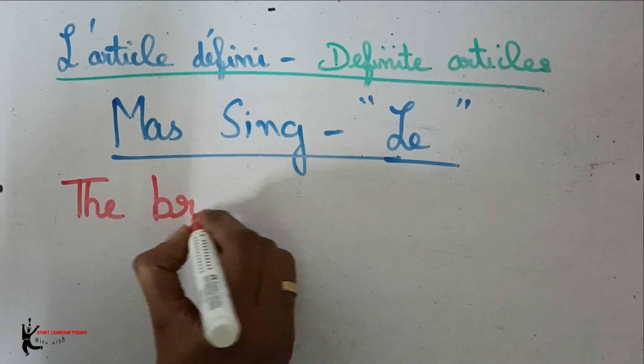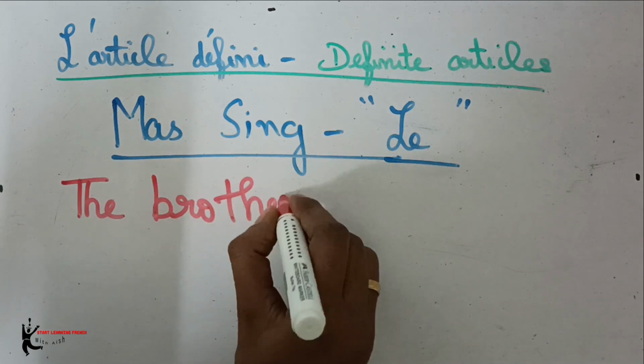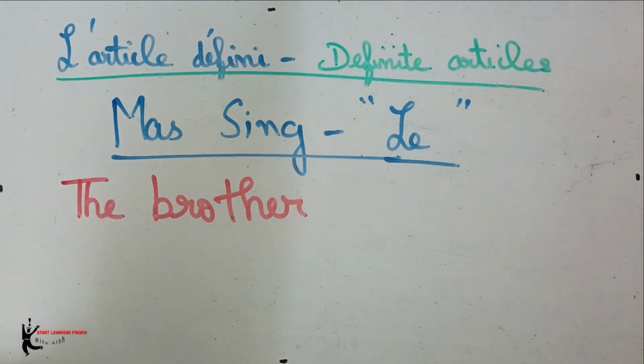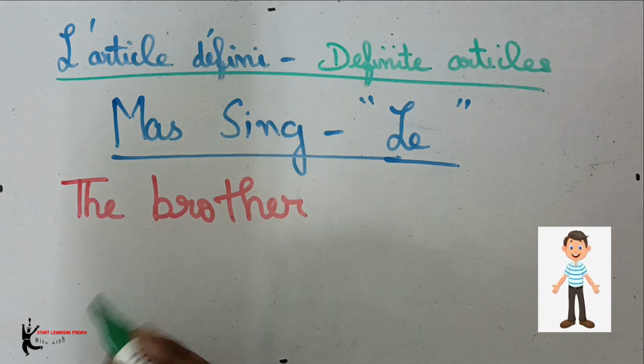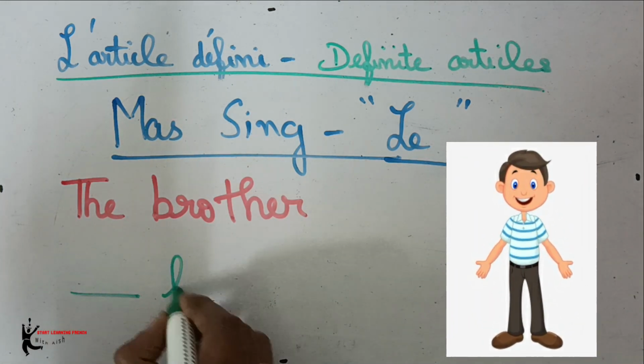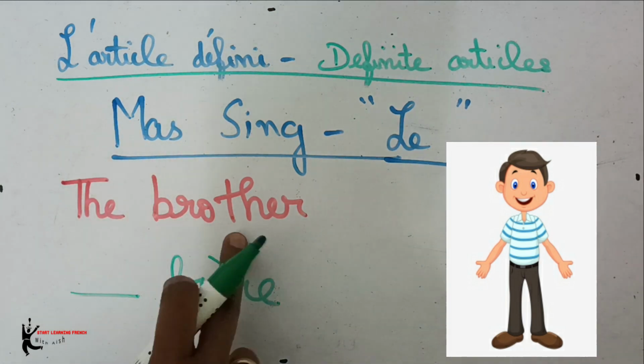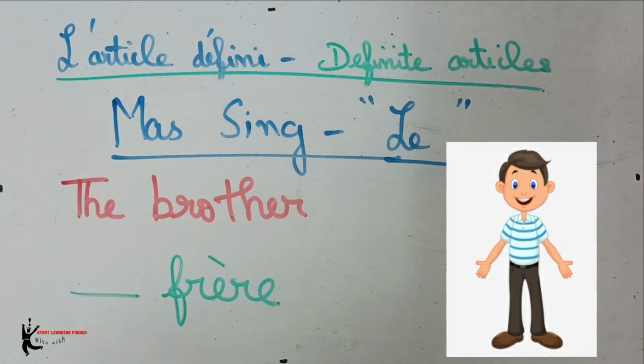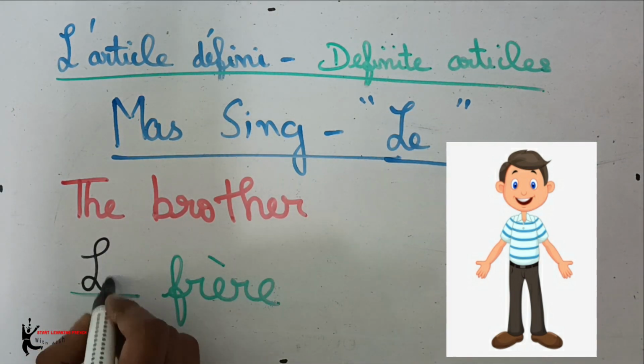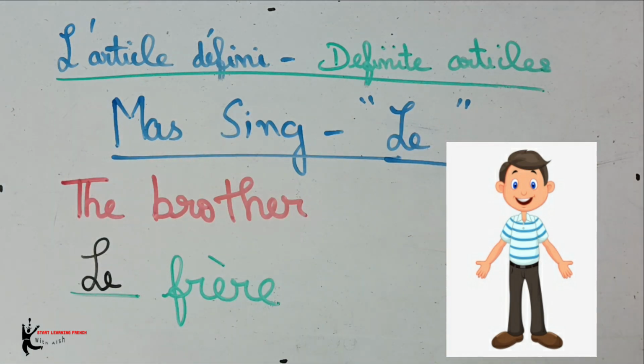The brother. In English, the brother. In French, frère. Brother means frère. So brother is masculine singular, so you have to use the definite article. What? Yes, le. Okay, it's clear how to use the definite article for masculine singular.